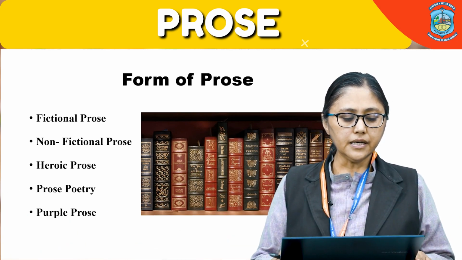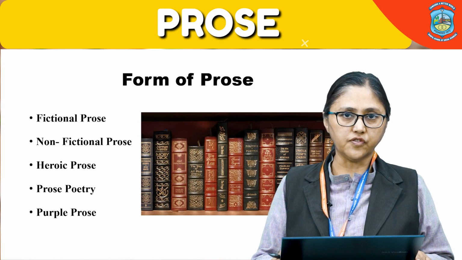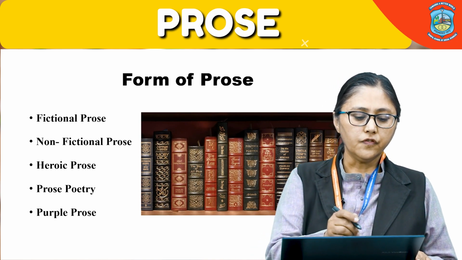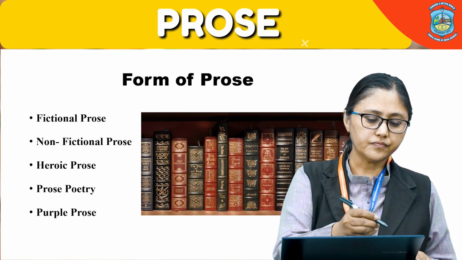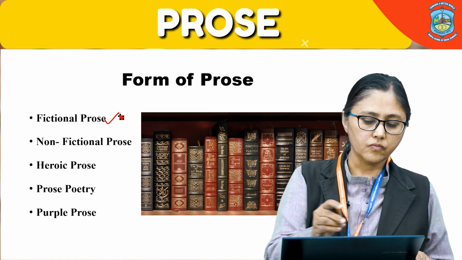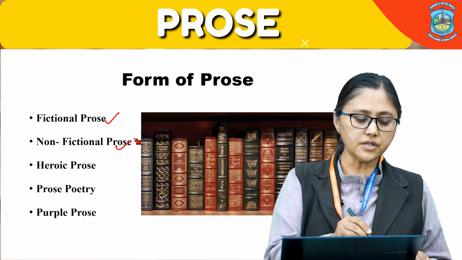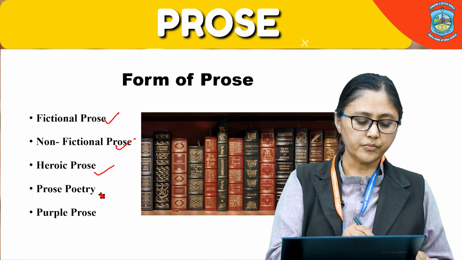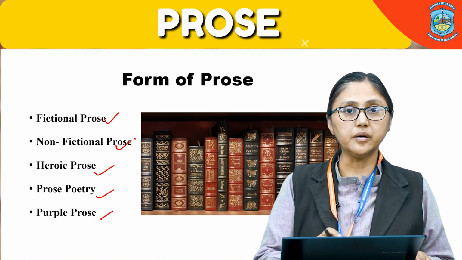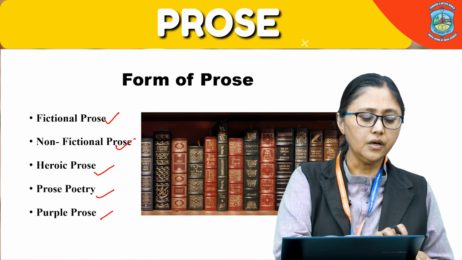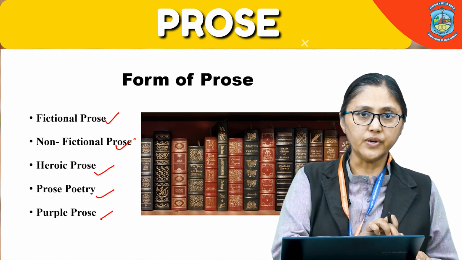There are five major forms of prose: fictional prose, non-fictional prose, heroic prose, prose poetry, and purple prose. Let us begin with fictional prose.